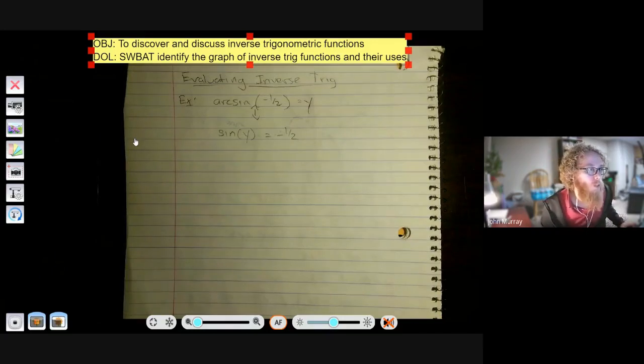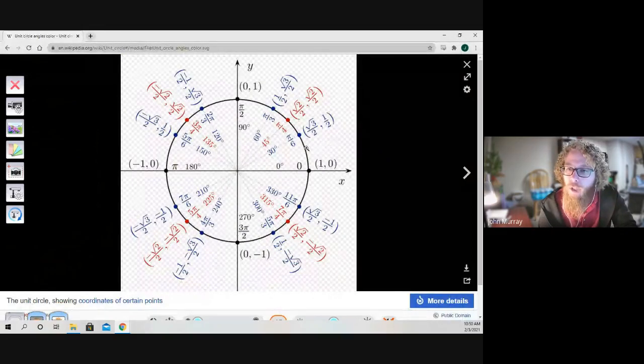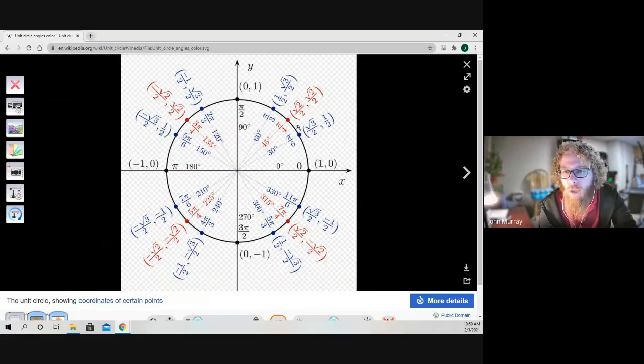So we take a look at the unit circle. Now remember, the sine is the y coordinate. So I'm looking, where is my y coordinate 1/2? So as I go around the unit circle, here I have +1/2. Here I have +1/2. Oh, well, here I have -1/2, and here I have -1/2.